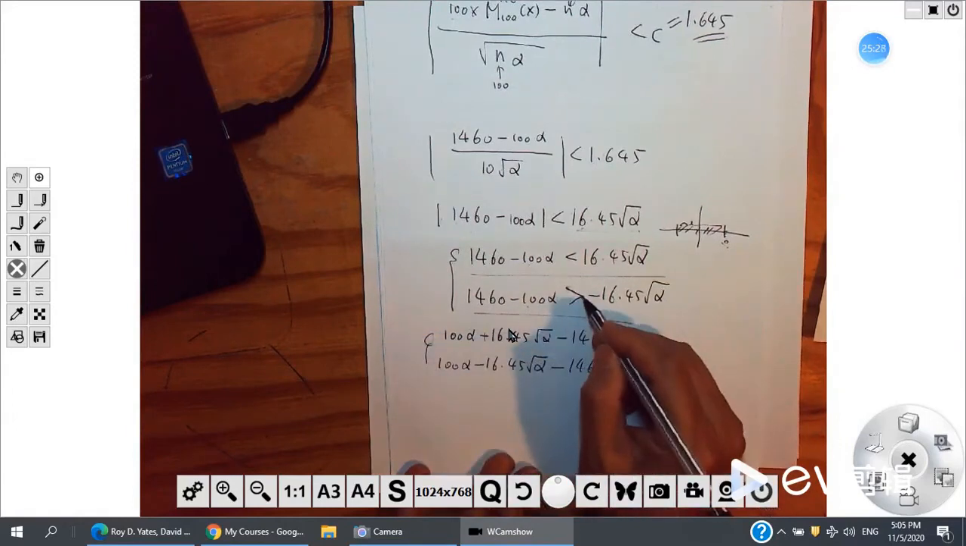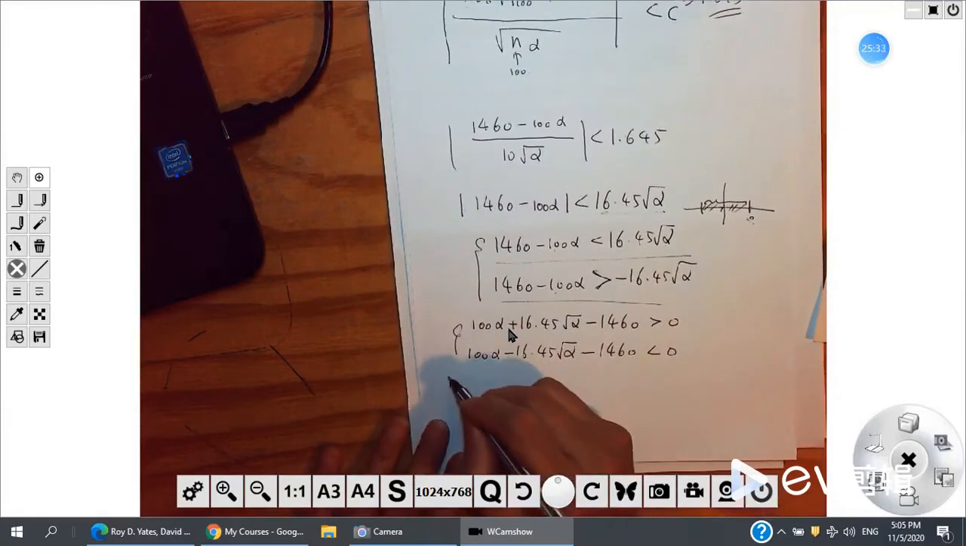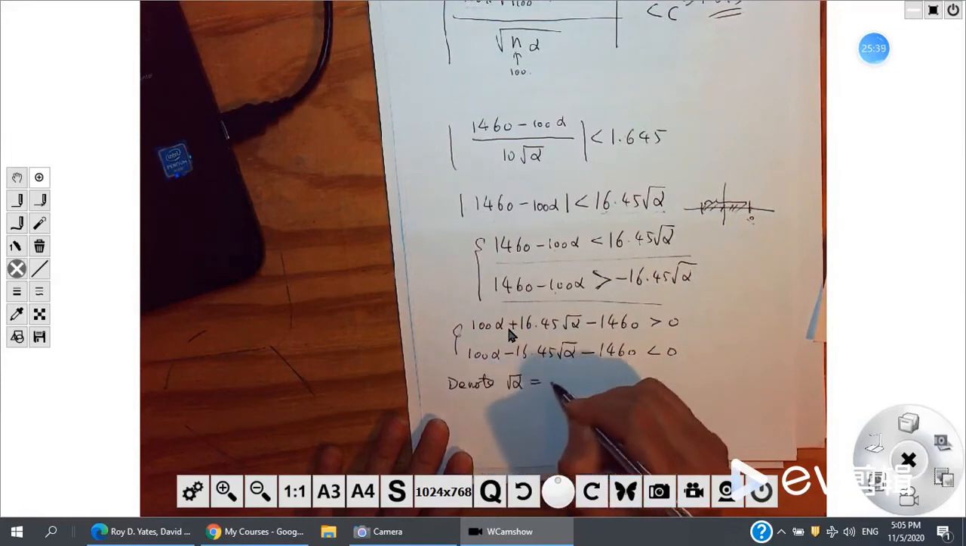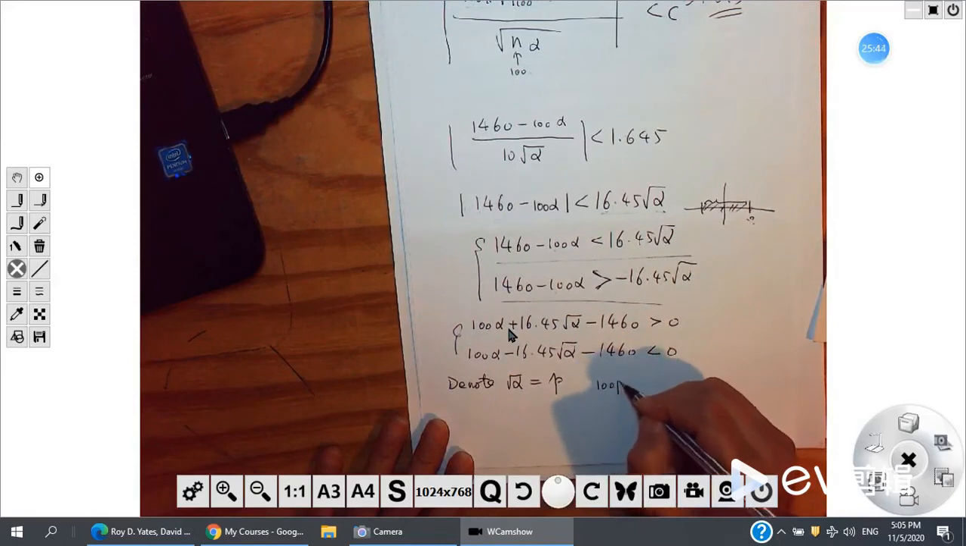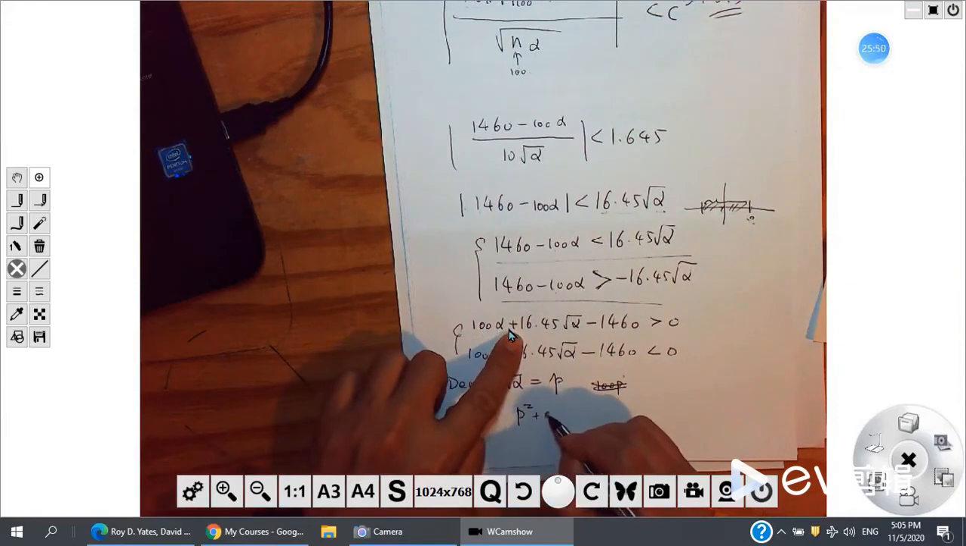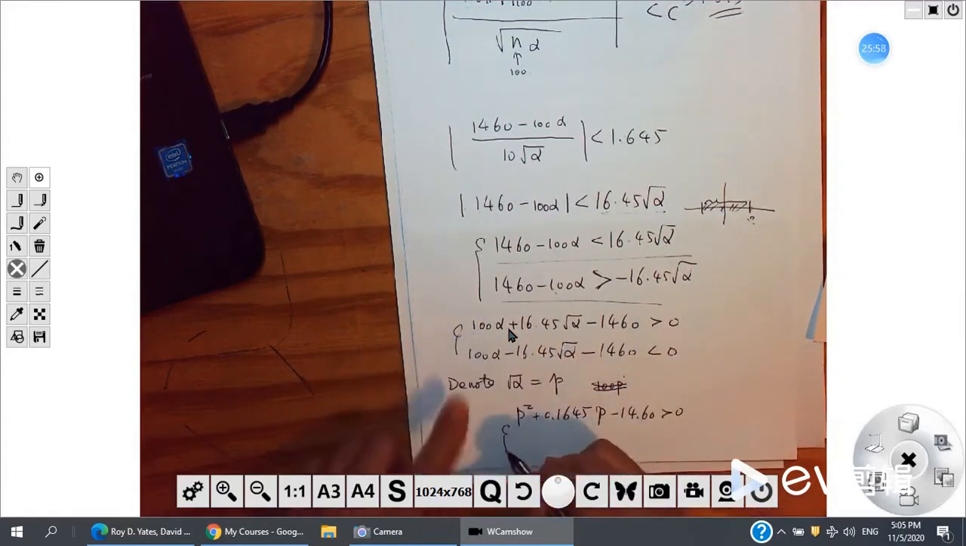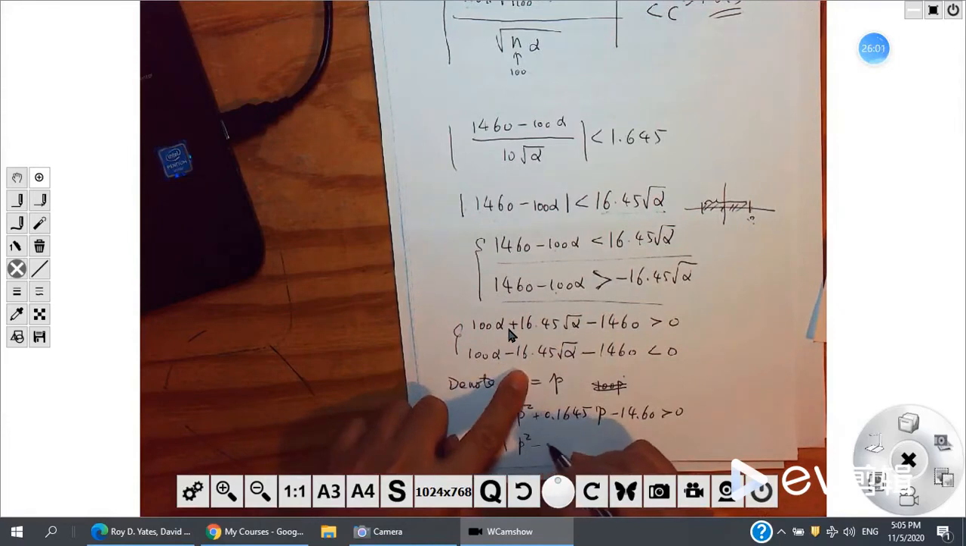We have these. Then I denote the square root of alpha as P, for convenience. Then I have 100 P squared. I remove 100, so alpha is P squared, and I have P squared plus 0.1645 P minus 14.60 larger than 0. And this is P squared minus 0.1645 P minus 14.60 smaller than 0.